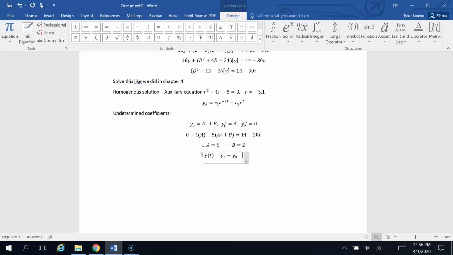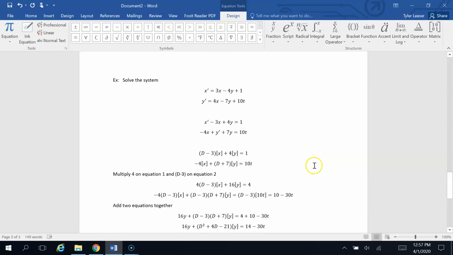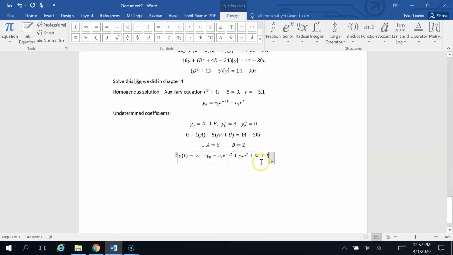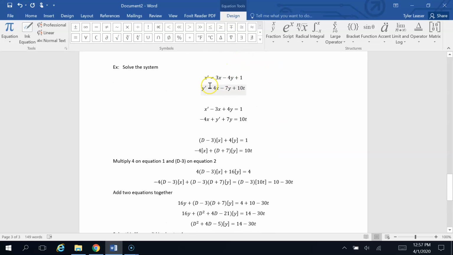So all in all, we're going to have that c1 e to the negative 5t plus c2 e to the t, this is coming from the homogeneous solution, plus our particular solution with a and b plugged in, so 6t plus 2. This is now my y function. Going back to the original question up here, y is equal to this stuff solves this. We're only missing the x of t.